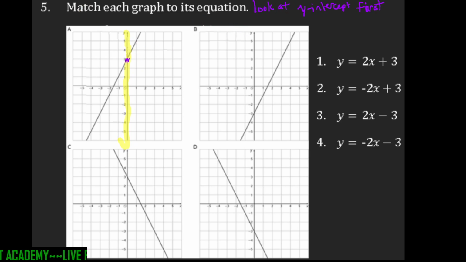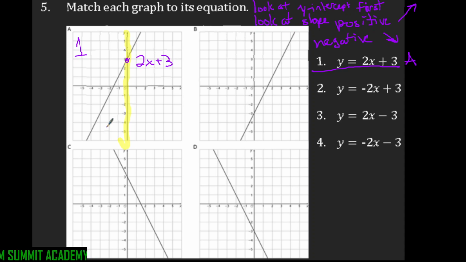Then I look at slope: positive, which goes up and to the right, or negative, which goes down and to the right. So for this first one, number 1 is going to be a. So 1 goes with a, since this is 2x plus 3. You can notice how I'm going 2 steps up for every 1 step right.